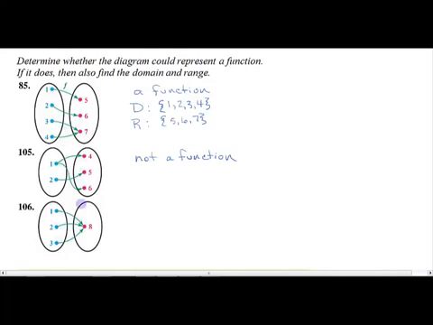For this one, is this a function? This x goes to exactly 1 y. This x goes to exactly 1 y. And this x goes to exactly 1 y. So this is a function. It follows our definition of every x having exactly 1 y. Let's find the domain. The domain is 1, 2, 3. And our range is one number, 8. We still put it in roster notation.